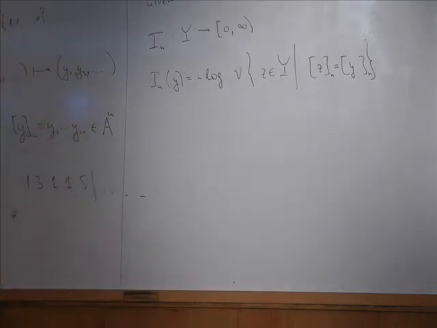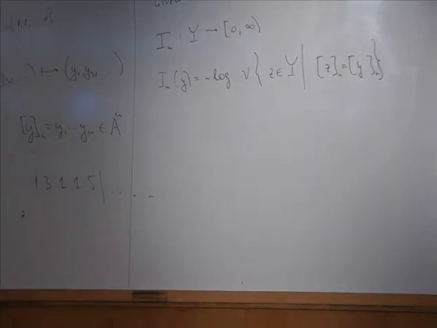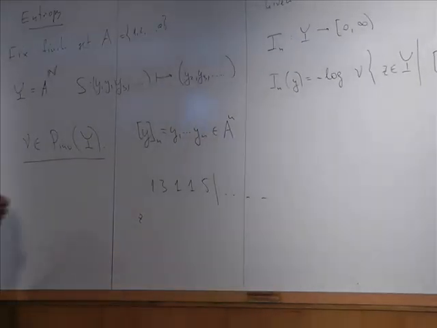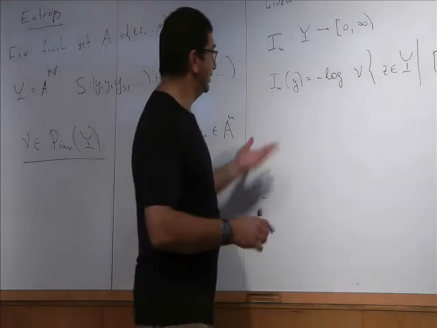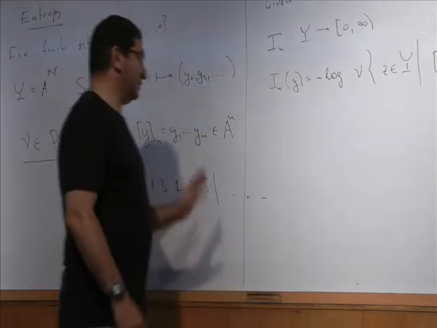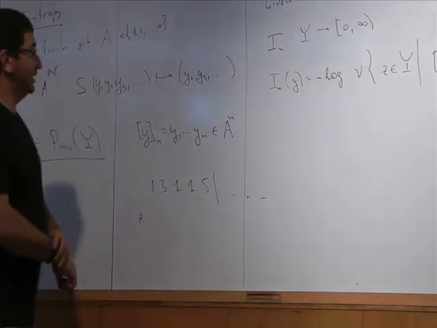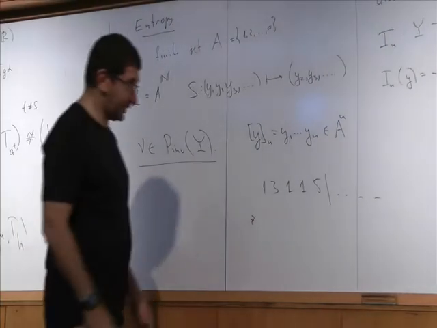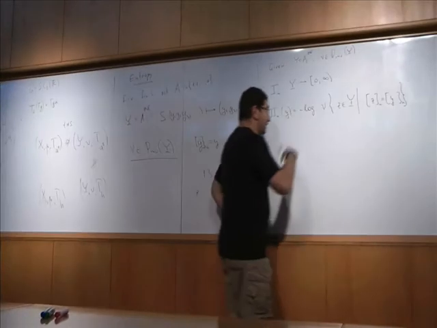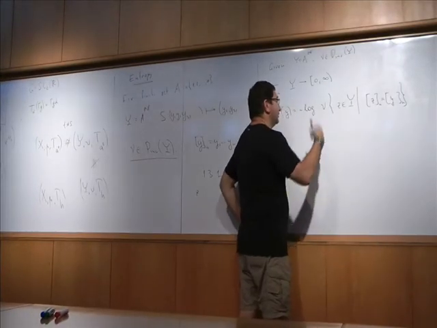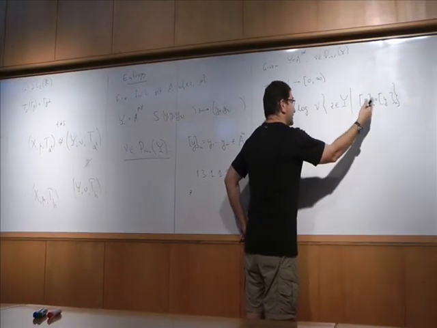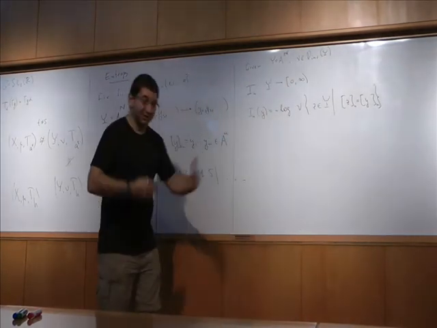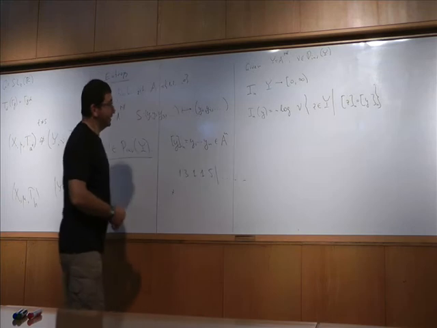And this was introduced by Shannon a long time ago, and he called this information. So it's the information function. I'm not going to try to justify or connect it to our intuition, but it measures in some way the information that you have for guessing z given y, or given the beginning of y.